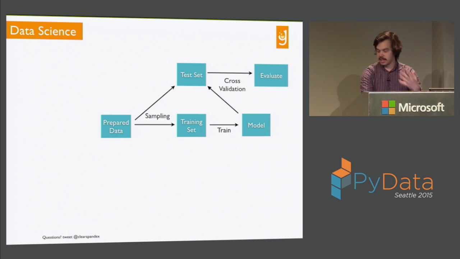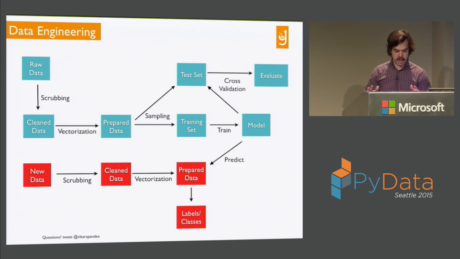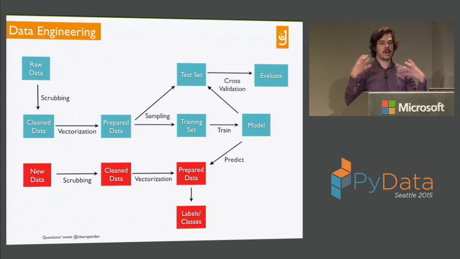But oftentimes, one of the harsh realities when you get out there in the world is that many more boxes come up. This is what I consider data engineering. All the boxes that are new. So we basically have raw data coming in. We have to transform it. We have to vectorize it. We have to featurize it.